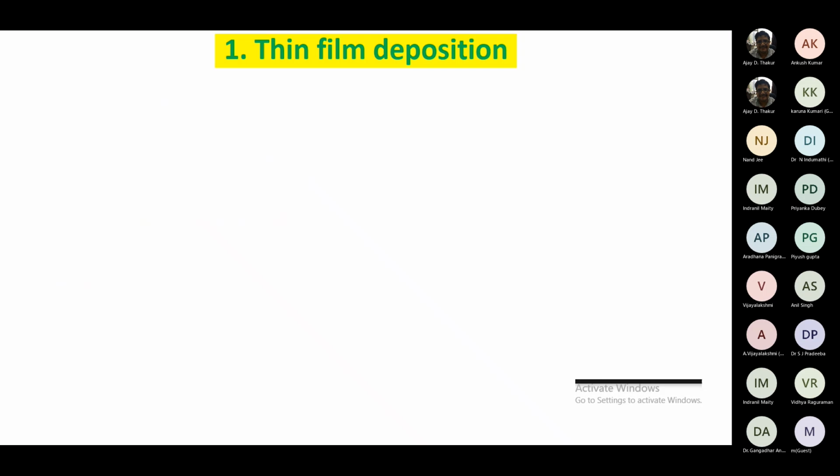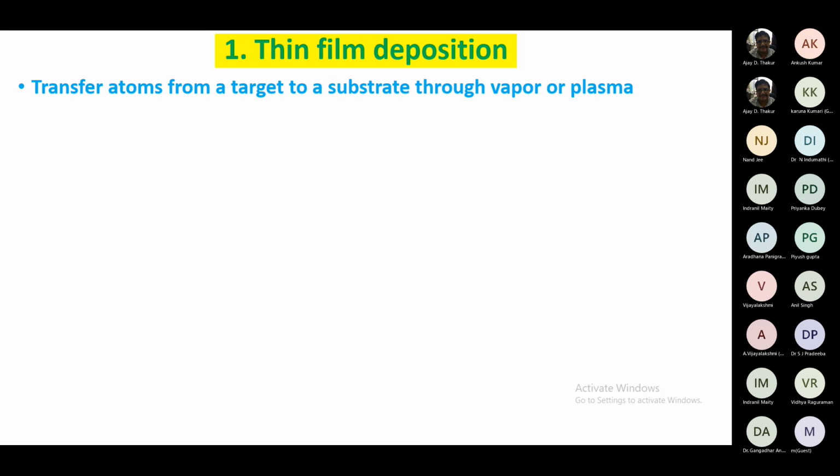So with thin film deposition, here we are actually discussing the vapor deposition techniques only, or the plasma deposition. Other deposition techniques like spin coating, drop cast, or Langmuir-Blodgett thin film coating are also thin film deposition techniques. But here we are discussing physical vapor deposition and chemical vapor deposition.